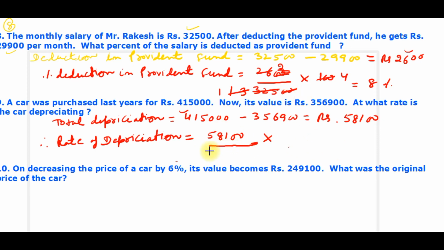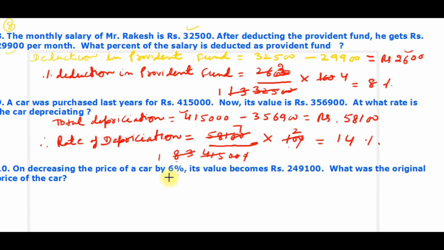So here we will write 415000 multiplied by 100. These zeros cancel, this also cancels. Then 5 8s are 40, 5 3s are 15, 5 2s are 10, 83 1s are 83, 83 7. So this would become 14%.